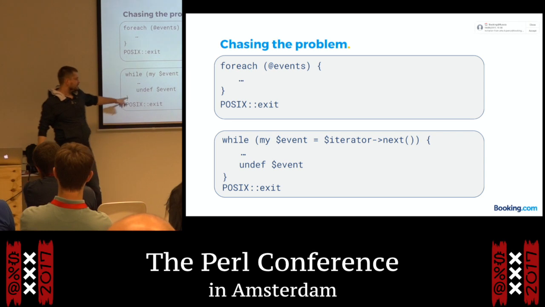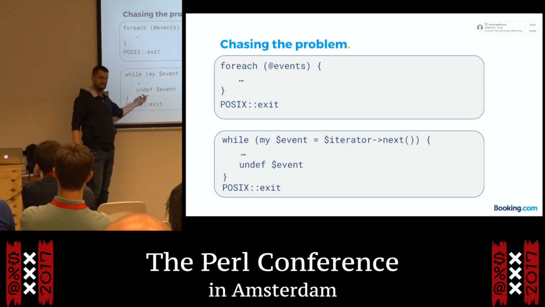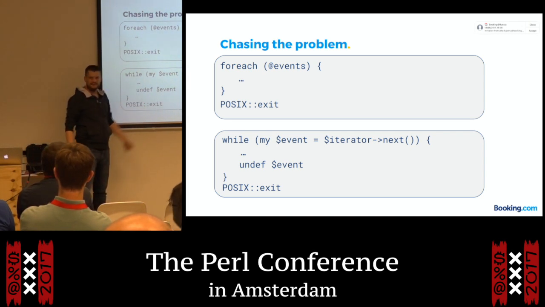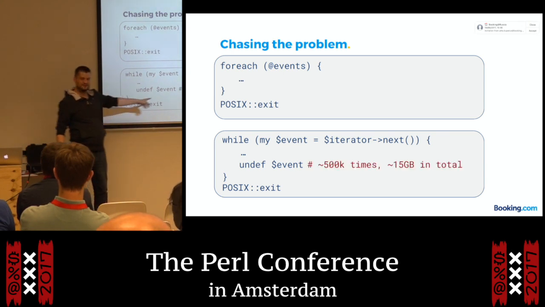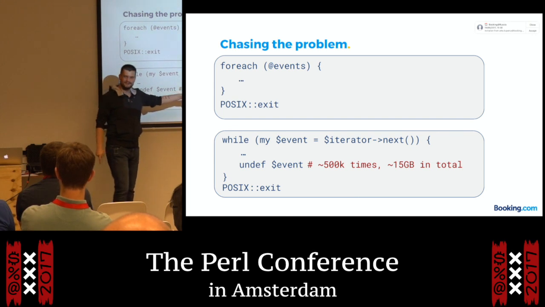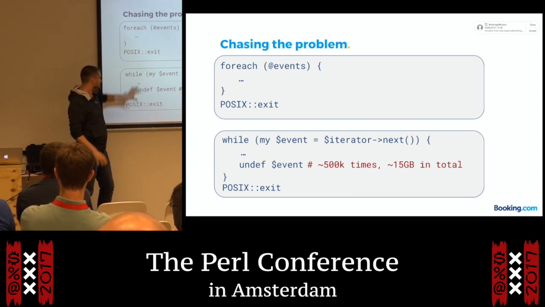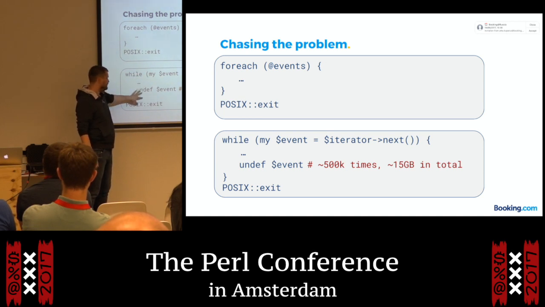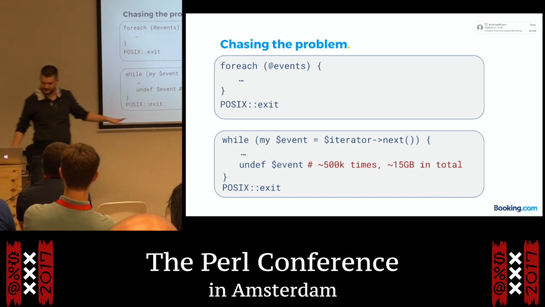But here's the thing, there is an implicit undef here. And this undef is actually called 500,000 times, and you need to deallocate 15 gigabytes of RAM. So the code which is here was very fast and very nice, but because of this, we had to actually deallocate things, and this is what killed our performance.